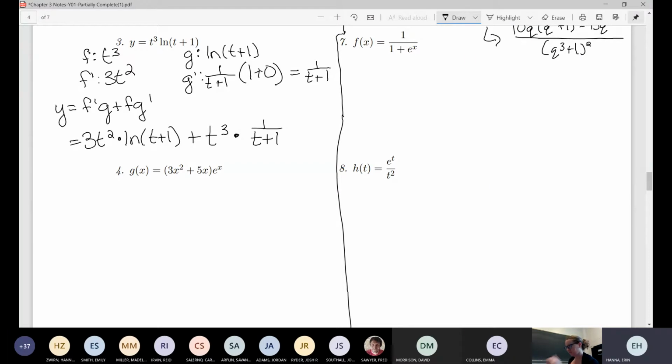Anastasia. So number 4, we have a product of things. We have this 3x squared plus 5x and this e to the x. So we have f, 3x squared plus 5x. I'll also start trying to write slower.